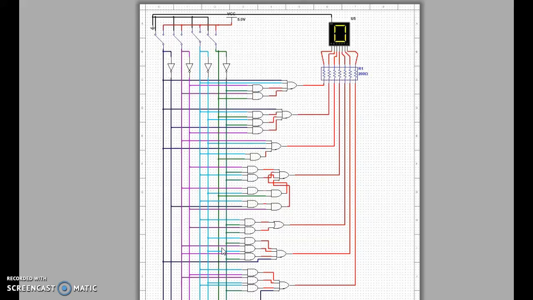Then moving on to 1, the truth table says that it's 0, 0, 0, 1, which A is off, B is on, C is on, D, E, and F and G are off.